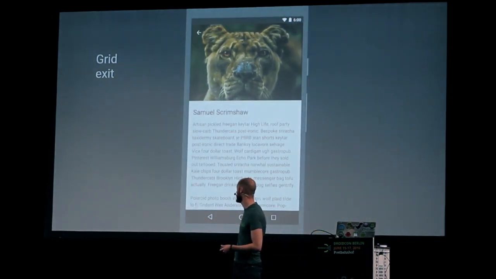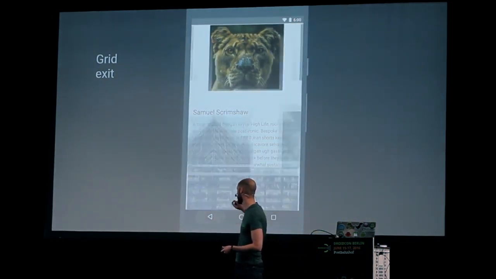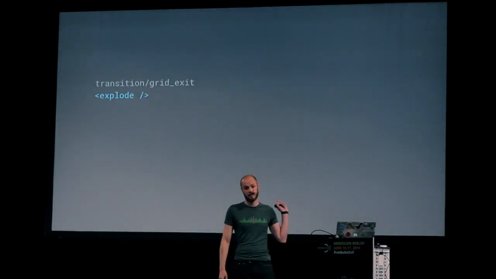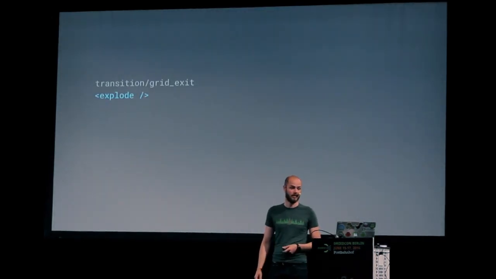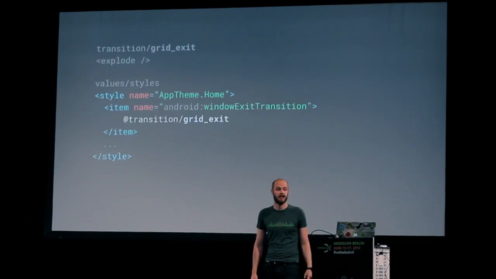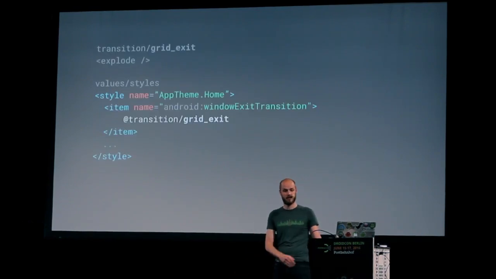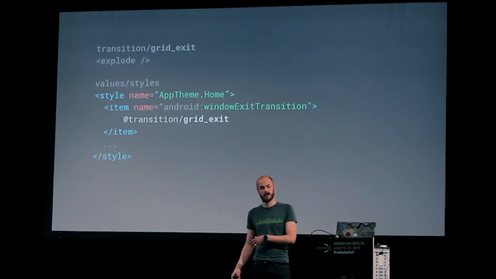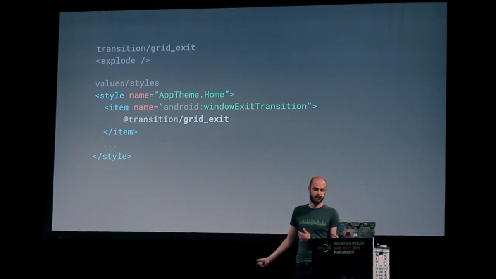So in order to explode the remaining items off the screen and get them back in, all we need to do is just say, hey, explode. That's it. Straightforward again. But we want to set this as the window exit transition for this activity. So we just set it in the theme for this one activity. This can, of course, be done in code as well, so within, say, get window and set it on there. But for purpose of demonstration, it's done like this.